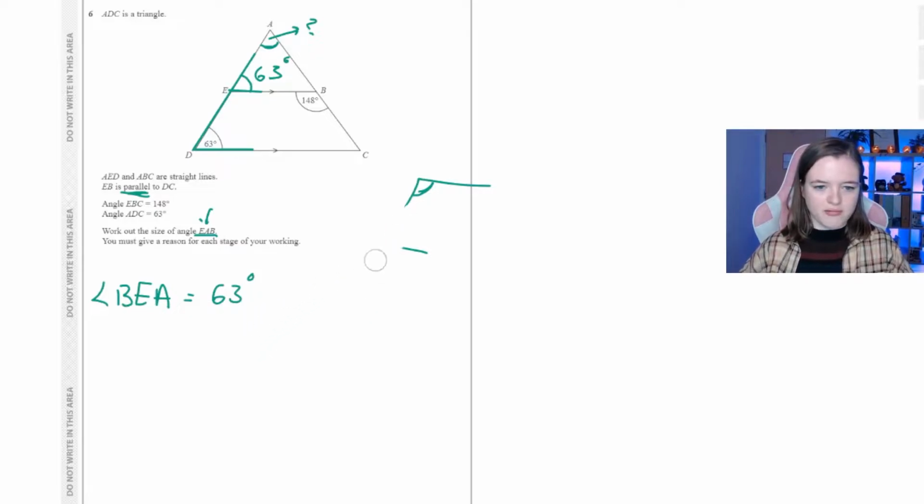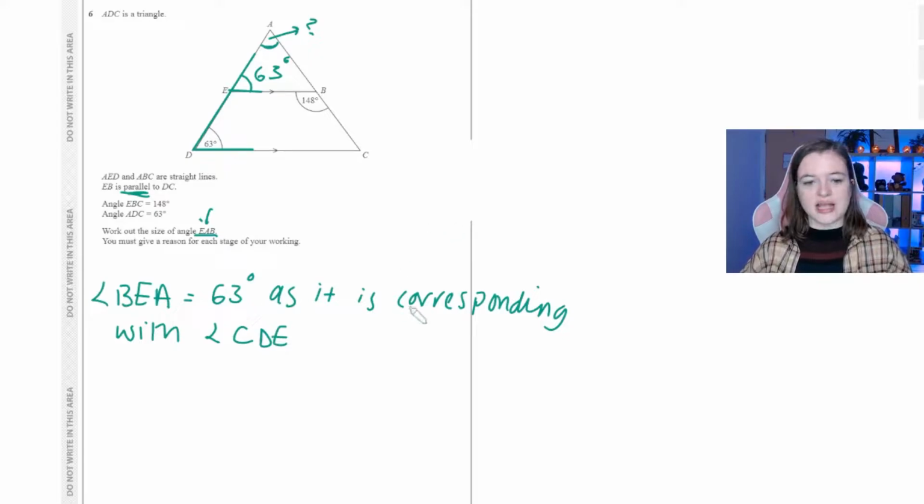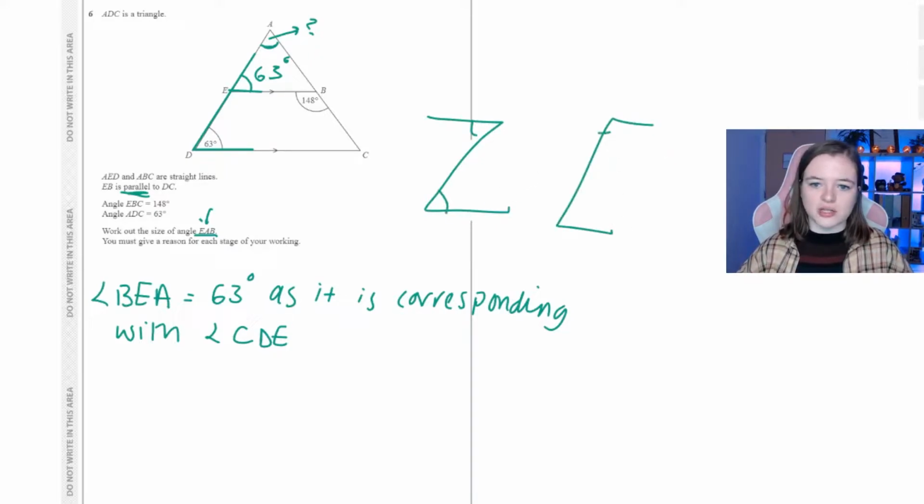Let me just get rid of this F that I've drawn so we've got some more space. So angle BEA is 63 as it is corresponding with angle CDE. We called it an F angle just then, but you need to use the proper terminology when you're doing this written bit. So F angles are corresponding, the Z angles are alternates, and the C angles are co-interior, just so that you're aware.